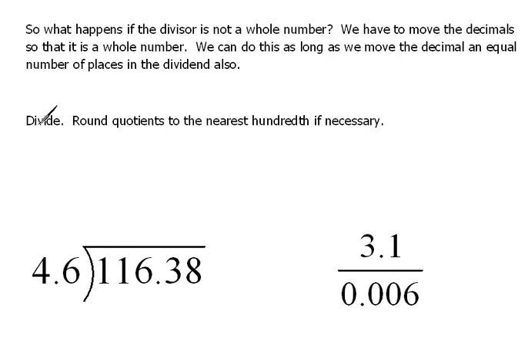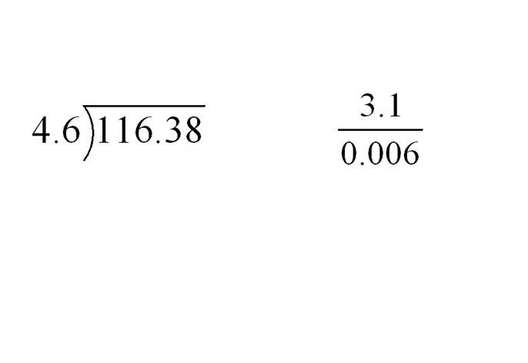Our directions here say divide, round the quotients or the answers to the nearest hundredth if necessary. Remember, your hundredth would be 2 decimal places. Okay, so let's jump in here. Here we have 116.38 divided by 4.6. Our divisor is not a whole number.